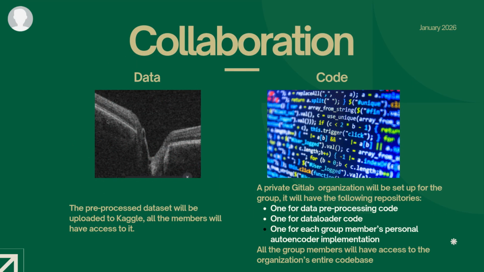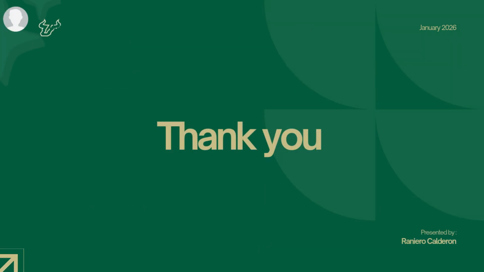We will be using two primary methods of collaboration for our data and code. Data will be uploaded to Kaggle, and all team members will have access. Code will be hosted on GitHub and organized appropriately. We'll have separate repositories for categories of code. All group members will have access to the entire code base. And Microsoft Teams will be our primary communication channel. And that brings us to the end.